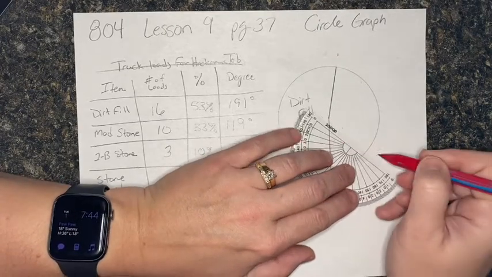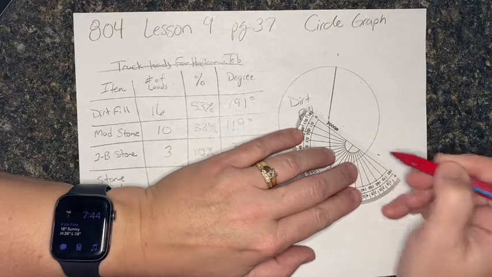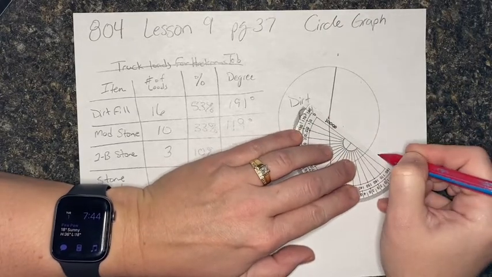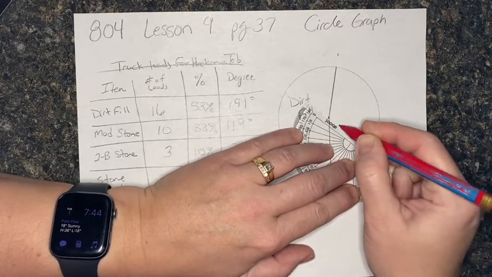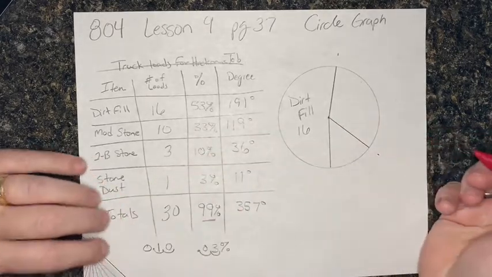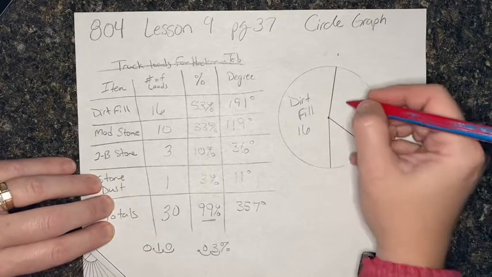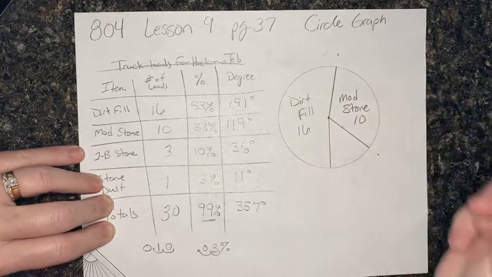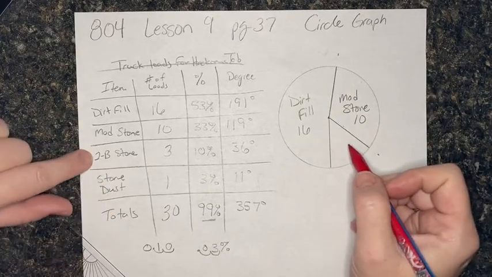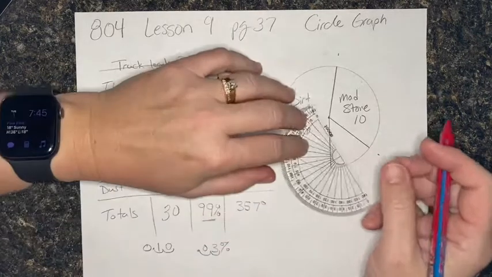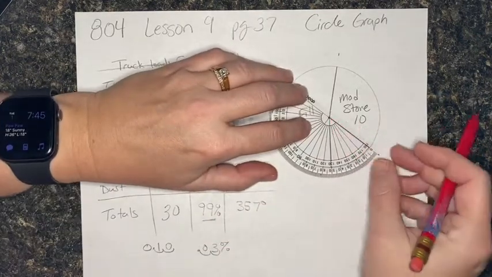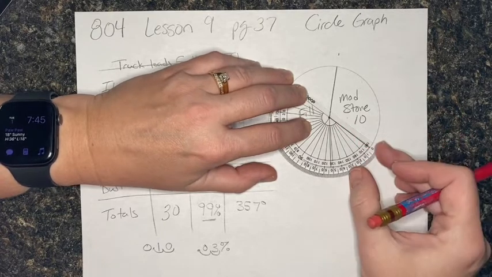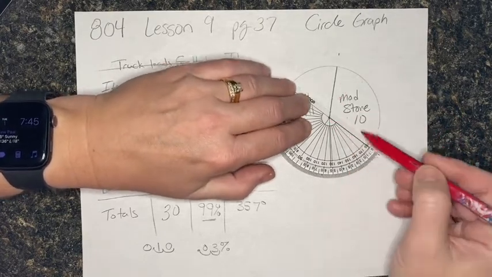I want to draw my line to the center of my circle. Make sure your center is clear so you don't miss it or get distracted as to where it is. But I'm going to start it on the inside of the circle like this. Okay, that's my 119 degrees or my mod stone, which had 10 loads. Okay, next is my 2B stone. So again, I'm putting my center on my center. I'm lining up my base or my 0 on the line I just drew to finish off my mod stone.